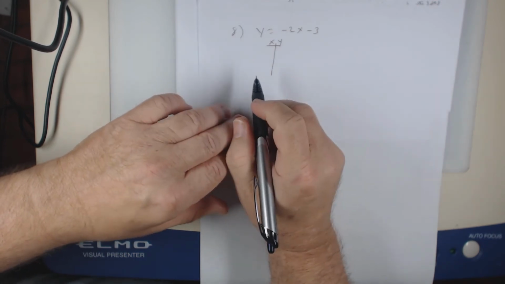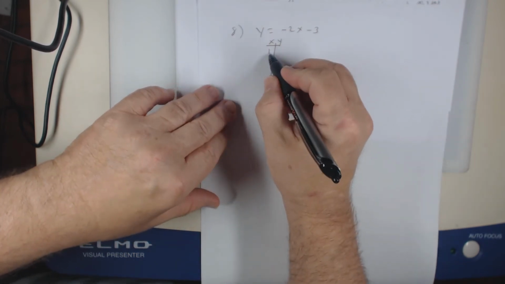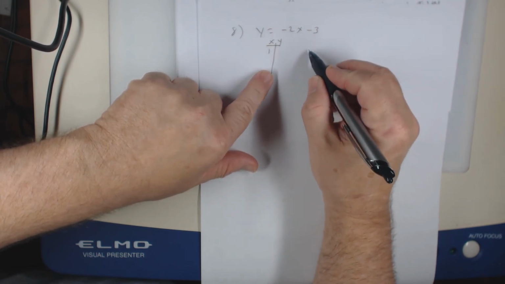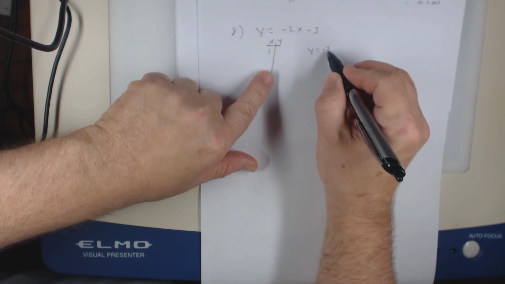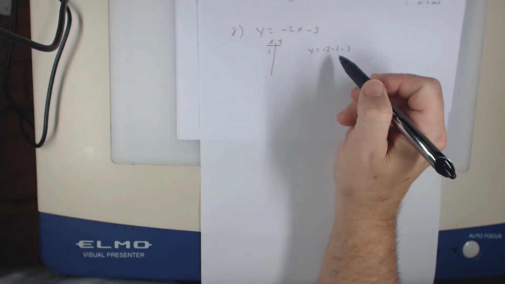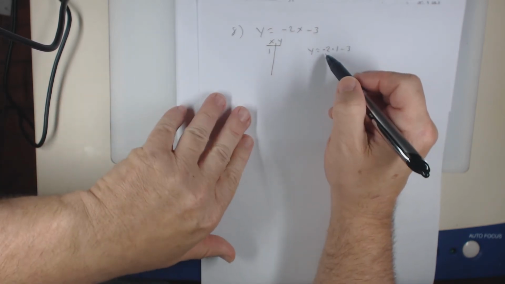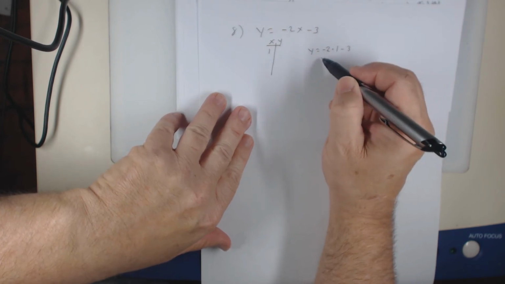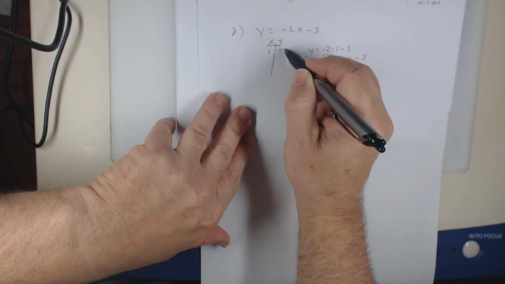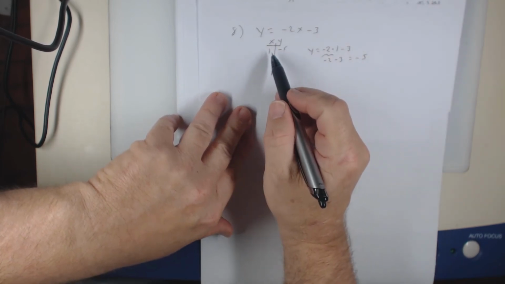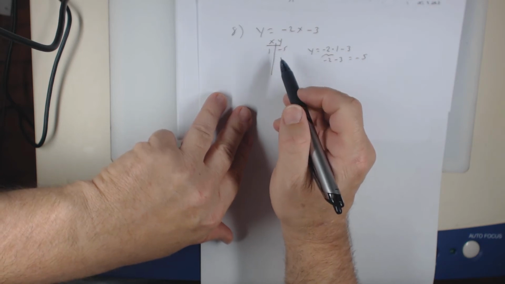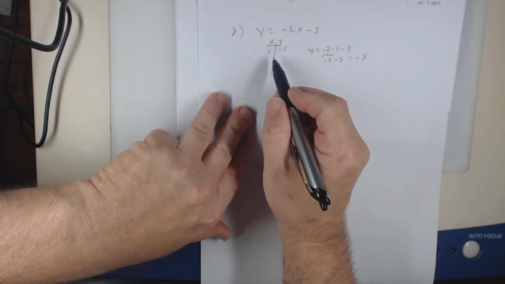Give me a number for x. One. All right, and so I'm going to plug in 1 for x and get a y value. So here we go. y equals negative 2 times 1 minus 3. So over here, x, what do I plug in? 1, right? So I get negative 2 and a negative 3, which is a negative 5. So my question is this. When x is 1, how many y values did I get? 1. But you can't stop there. You've got to try a couple more.